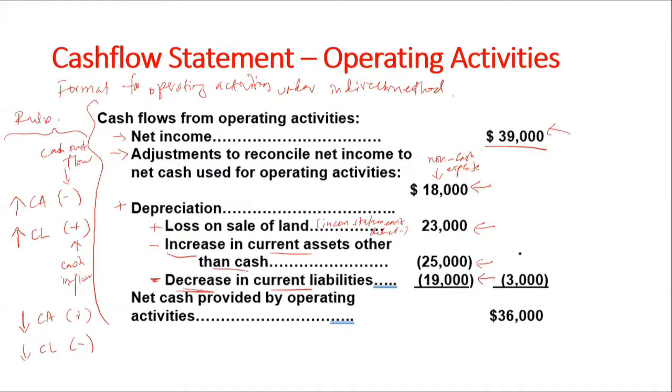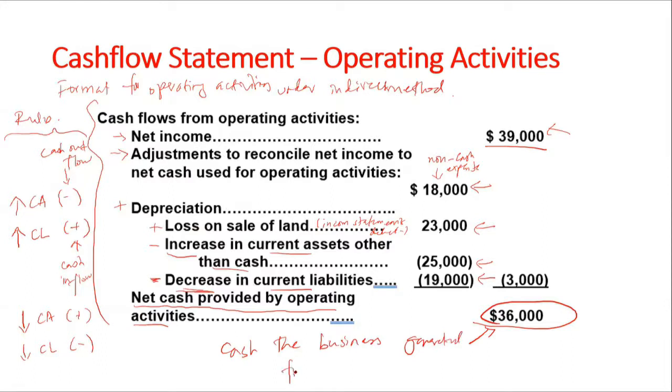And once we are done with the adjustments, we finally get this number called net cash provided by operating activities, which is 36,000. In other words, the cash the business generated from operations is $36,000. That's what it means in very simple language, right? So 36,000 is basically the cash generated from normal day-to-day business operational activity.